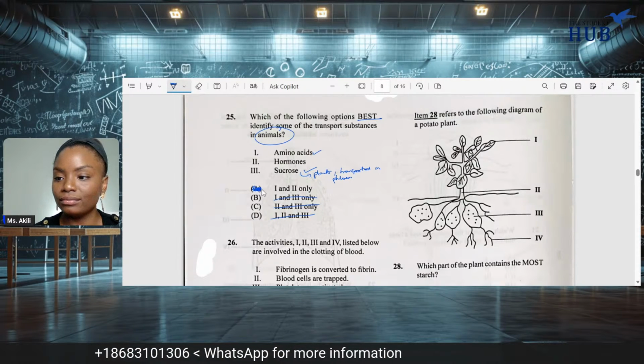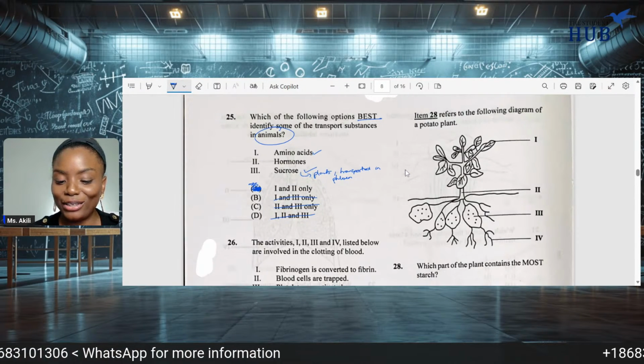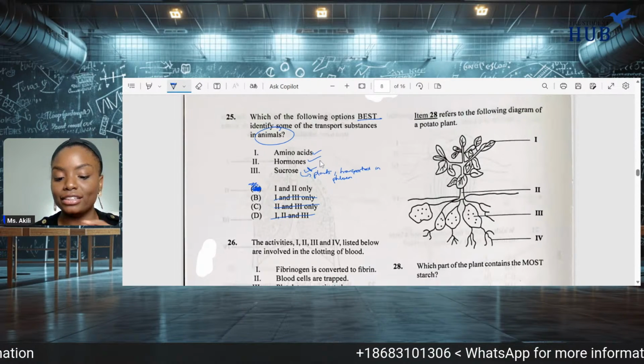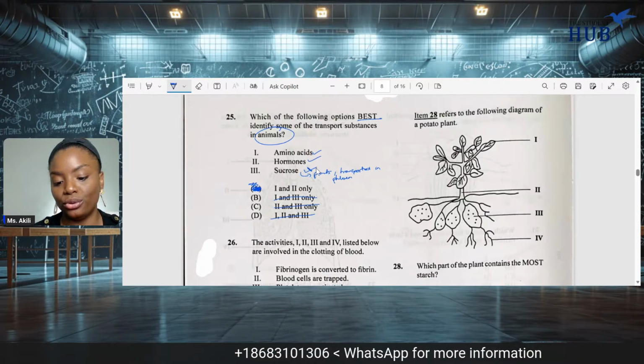Why isn't it, Chad? Yeah, we had to know this. So it's not sucrose. It's amino acids and hormones. Yes. Sucrose, no. Sucrose is for plants.